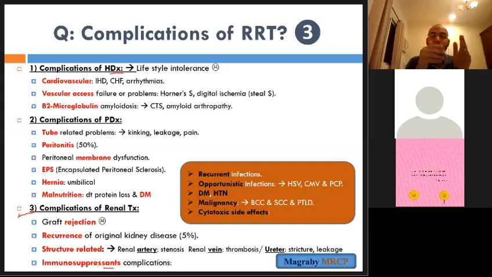Malignancy, this patient is liable for basal cell carcinoma, squamous cell carcinoma, and what's called post-transplant lymphoproliferative disorder. Okay. So if you are asked what is the importance of examining the lymph nodes of this patient, the patient is a transplant, so to check for the PTLD, post-transplant lymphoproliferative disorder.